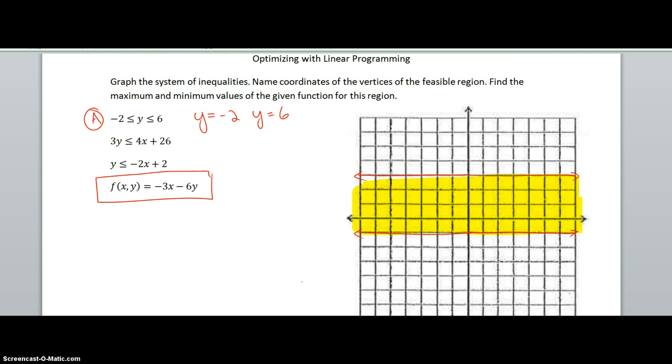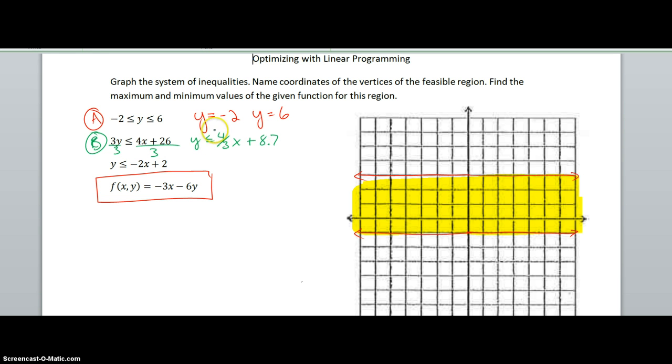Okay. Now we're just going to move on to our next graph. And we can do this one in green. And that is not C, it's B. Okay, first thing I need to do, put it in slope-intercept form. So putting this in slope-intercept form, I'm just going to divide each side by 3, and then we'll have y equals mx plus b. So y is less than or equal to 4/3 x plus 26 divided by 3, which ends up being about 8.7.